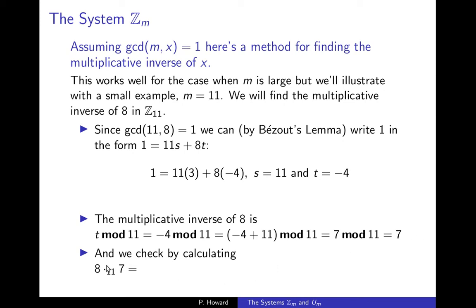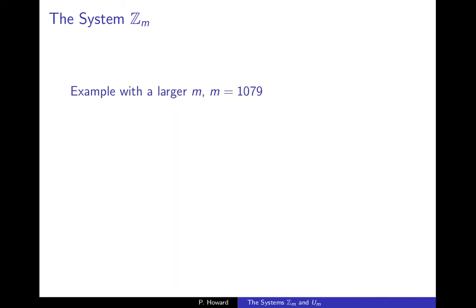And you can check. The check is easy. You simply multiply 8 times 7 using times sub 11, and we see that the answer is 1. Let's try another example with a larger m. This is sort of a random choice. 1079. And I will be looking for the multiplicative inverse of 265.